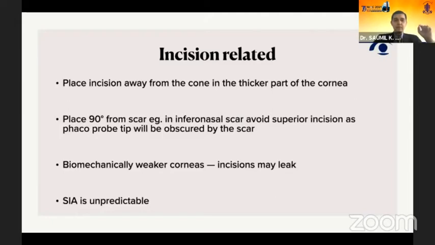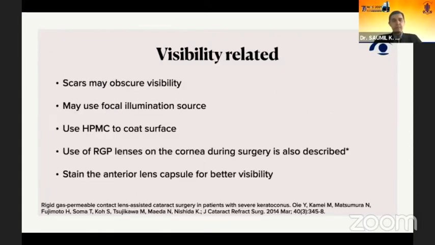Also remember that these corneas are biomechanically weaker than normal, and hence the incisions may leak. It's a good idea to suture these incisions if required. And the SIA is of course unpredictable.